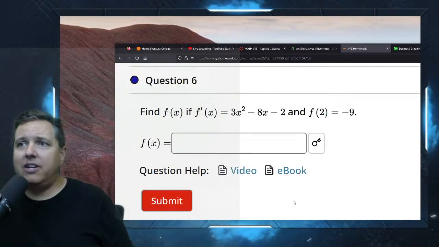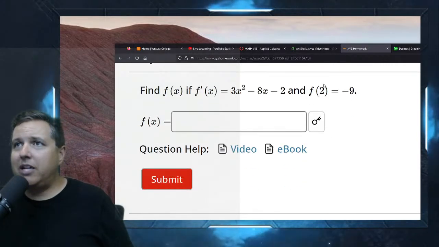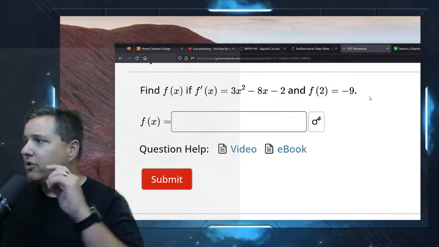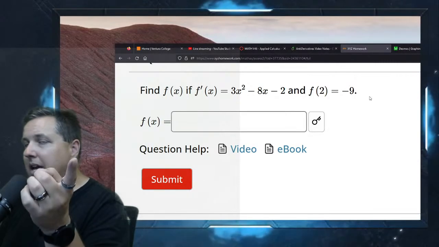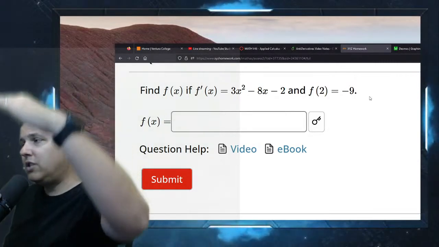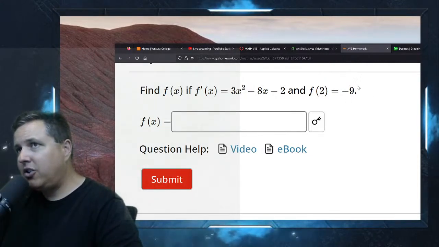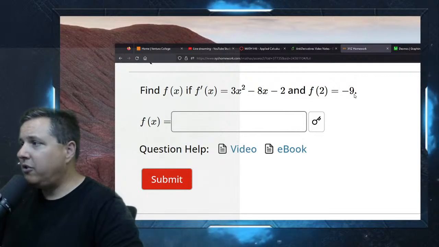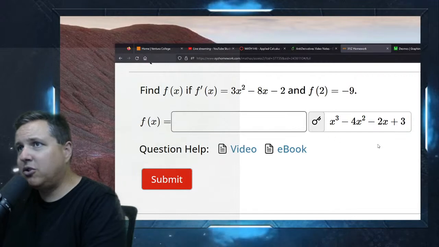You're going to find the antiderivative of this, and then notice, oh, they gave me some extra information. They told me that f of 2 is negative 9. So 2 is my x, negative 9 is my y. So once you take the antiderivative and you have your plus c, you plug in 2 for x, you plug in negative 9 for y, you solve for c, and then you get the whole thing. So notice how in this problem there's no c.